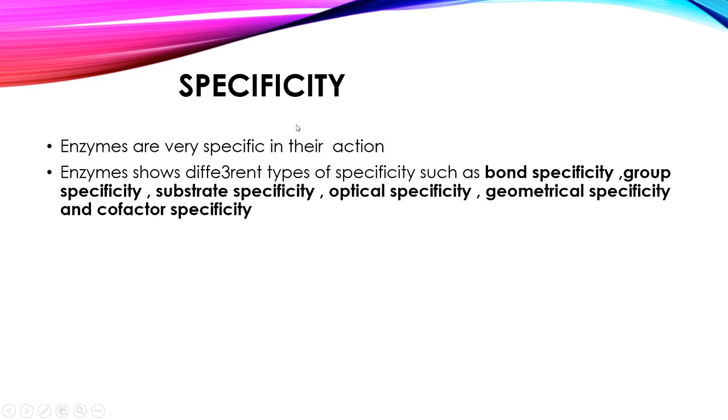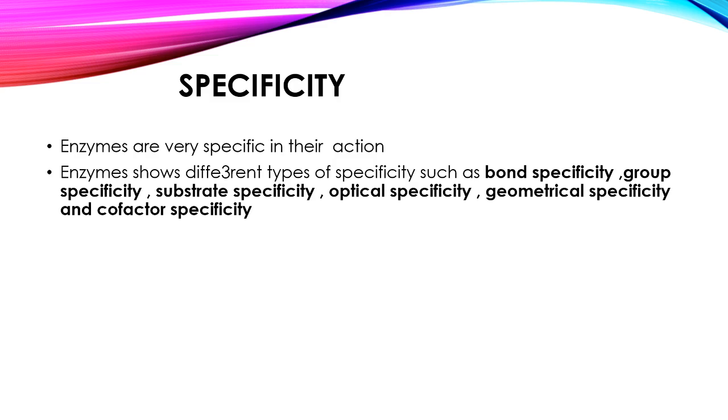Specificity: enzymes are very specific in their action. Particular enzymes act on particular substrates. Enzymes are also specific to a particular type of reaction. In some rare cases, the specificity may not be too strong. Enzymes show different types of specificity, such as bond specificity, group specificity, substrate specificity, optical specificity, geometrical specificity, and cofactor specificity.